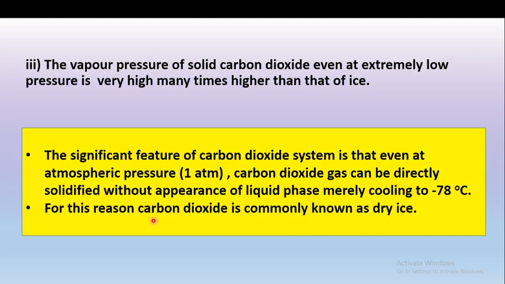In many examples, we call carbon dioxide dry ice. Why do we call it dry ice? Because at minus 78 degrees Celsius, the gas carbon dioxide is directly converted into solid carbon dioxide, even at 1 atmosphere pressure, that is atmospheric pressure. Only the temperature needs to change. If we cool the carbon dioxide, we can convert it into solid carbon dioxide, and therefore it is called dry ice. So this is a significant feature of the carbon dioxide system.